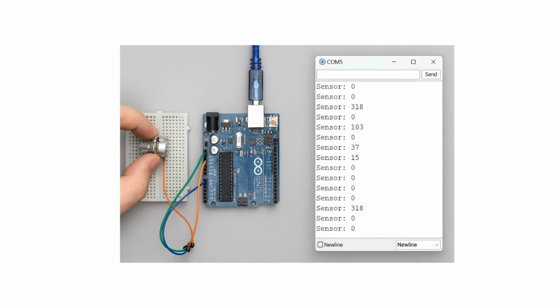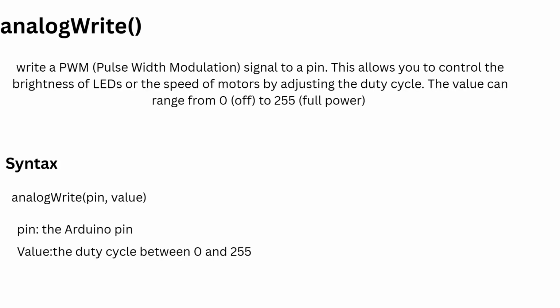So now let's talk about the analogWrite function. Unlike the analogRead function, this doesn't give true analog output. Instead, it sends a PWM signal, that is pulse width modulation, which mimics analog behavior by rapidly turning the pin on and off. The value here can be from 0 to 255. 0 means fully off and 255 means fully on.